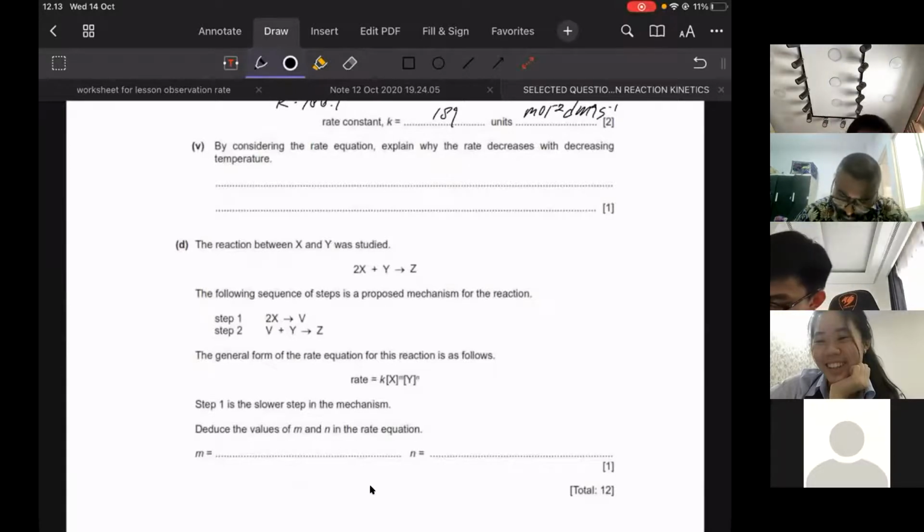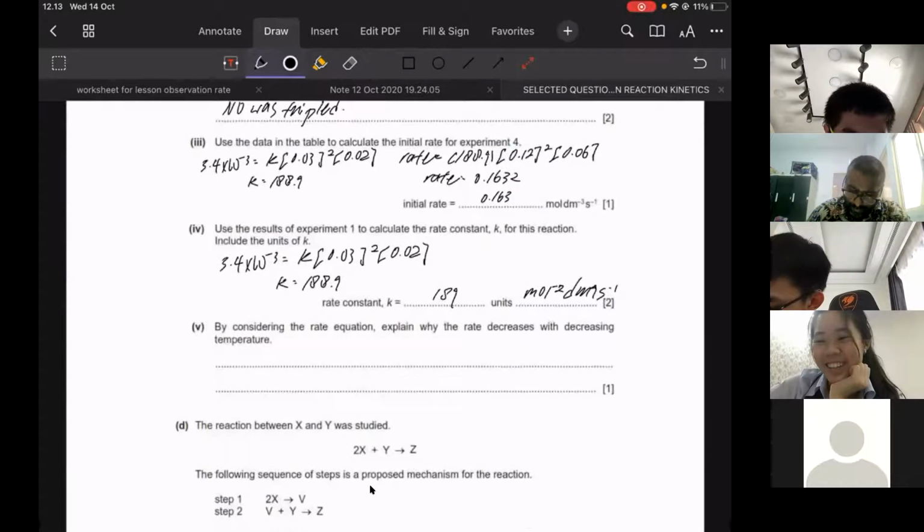Explain why the rate decreases with decreasing temperature.